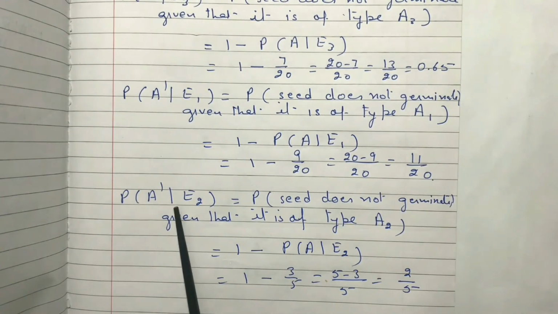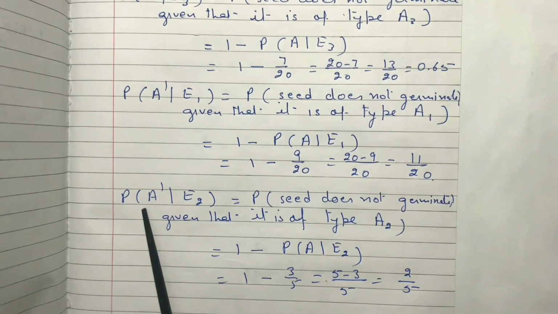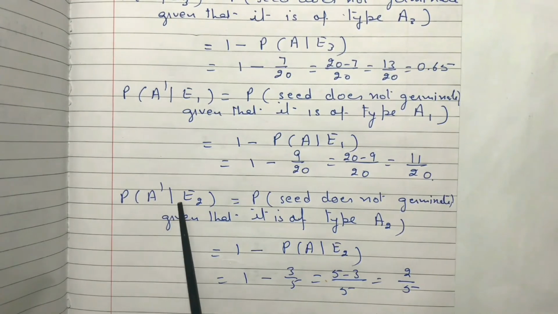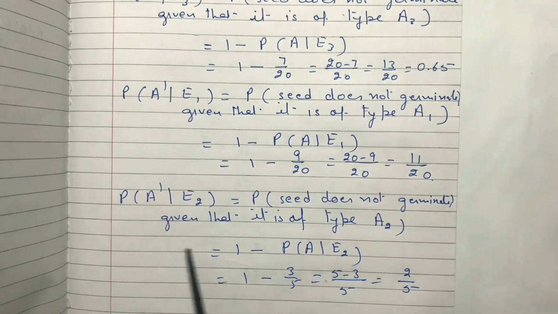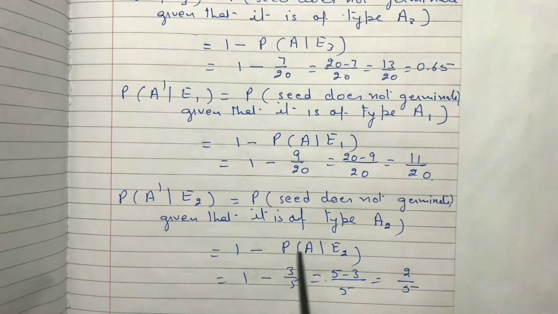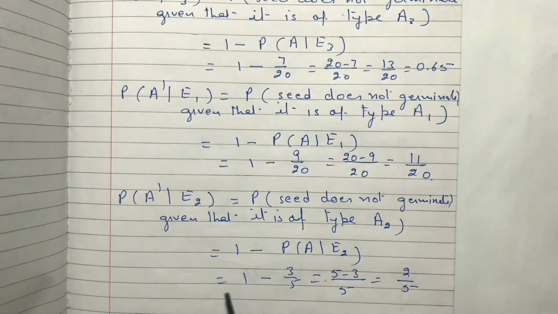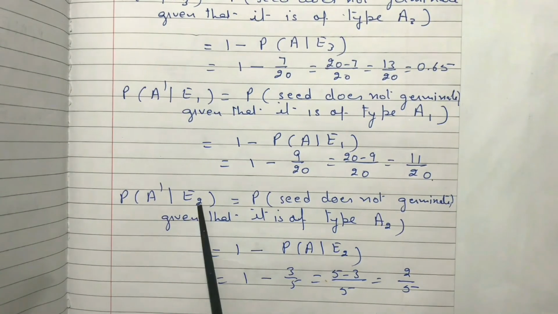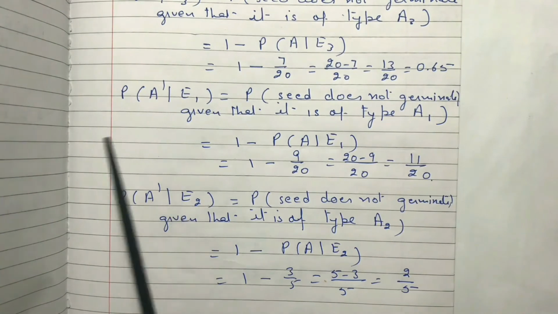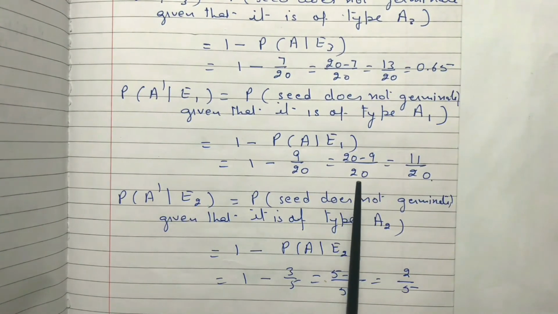Probability of A dash given E2, it means probability seed doesn't germinate and it is of type A2. So that is equal to 1 minus probability A given E2. So that is equal to 1 minus 3 by 5 and calculate it, you will get 2 by 5. So probability of A dash given E2 is 2 by 5. On the next page, I am going to answer the third part.